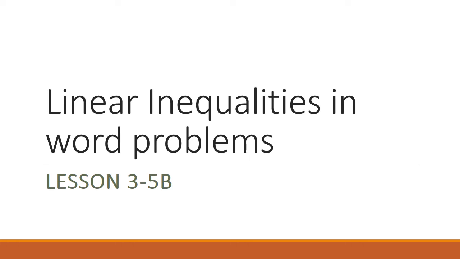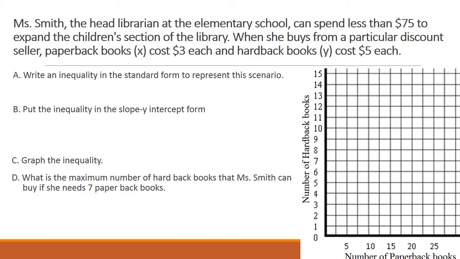In this video, we're going to talk about linear inequalities in word problems. Let's take a look at this example. Miss Smith, the head librarian at the elementary school, can spend less than $75 to expand the children's section of the library. When she buys from a particular discount seller, paperback books X cost $3 each, and hardback books Y cost $5 each. So let's highlight the most important information in this problem.